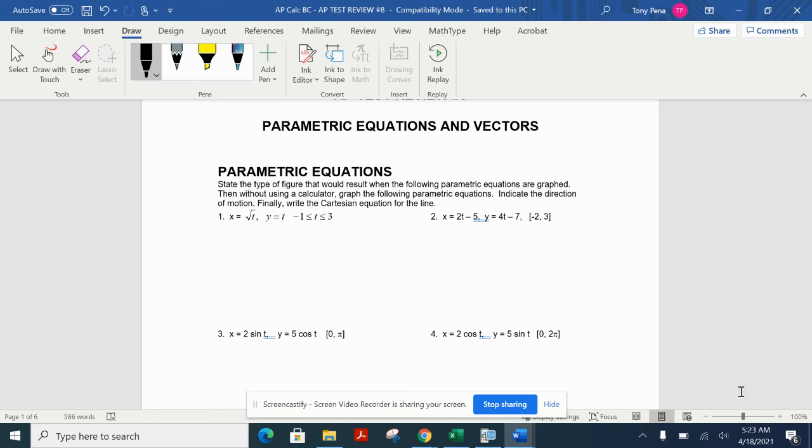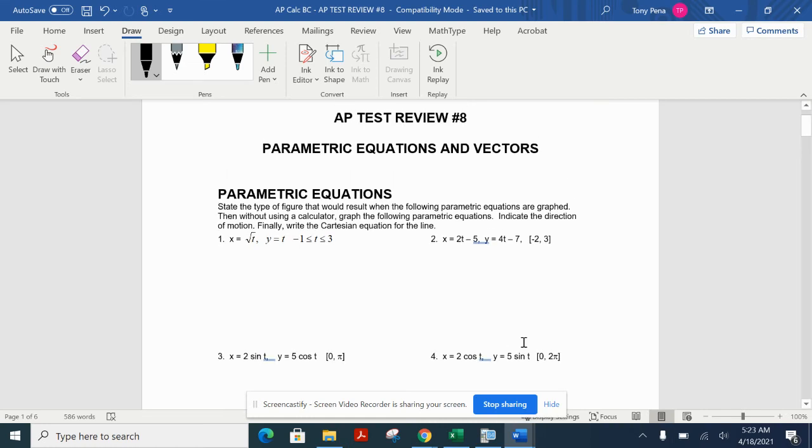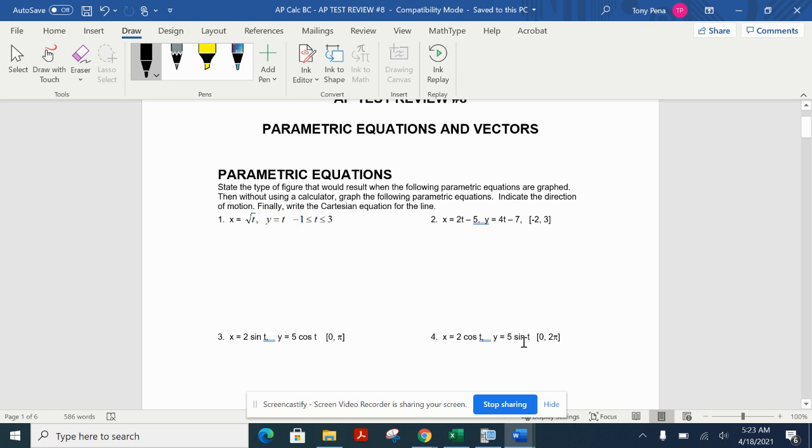Hello all. This is review number 8, as you can see, and it was all of our parametric and vectors. So we'll just start with a couple of these first ones. These first 1 through 6 we've talked about.